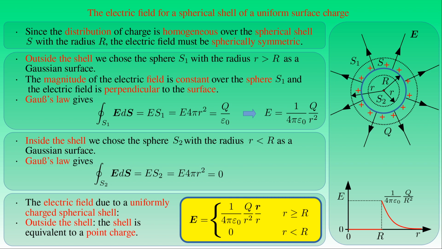Outside the shell, that is, at distances greater than the radius R, the magnitude of the electric field follows the inverse square law, and it reaches its maximum value at the surface of the shell, which is equal to 1 over 4 pi epsilon naught, times Q over the square of R.